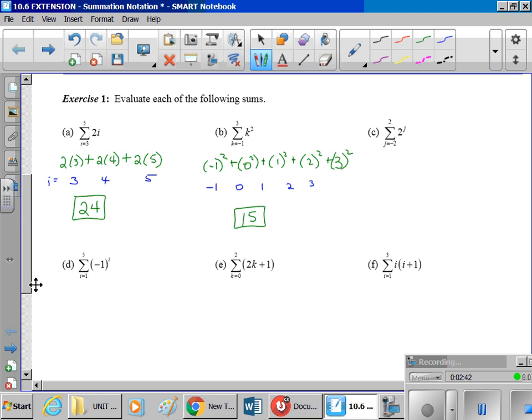So in C, our index begins with negative 2, negative 1, 0, 1, and 2. So when j is negative 2, it's 2 to the negative 2, plus when it's negative 1, 2 to the negative 1, 2 to the 0, 2 to the 1, and 2 to the 2. Add it up, this actually turns out to be a fraction, 31/4, which is equal to 7.75.